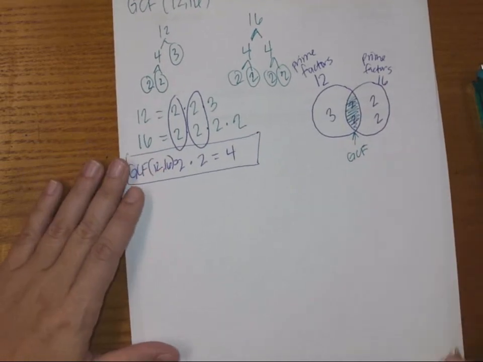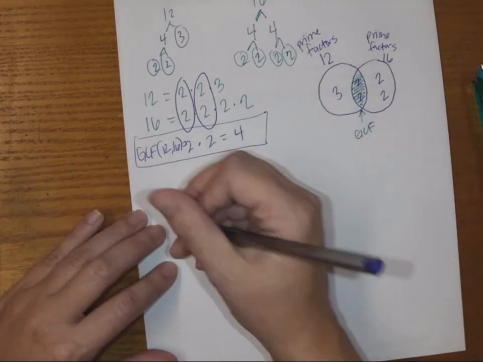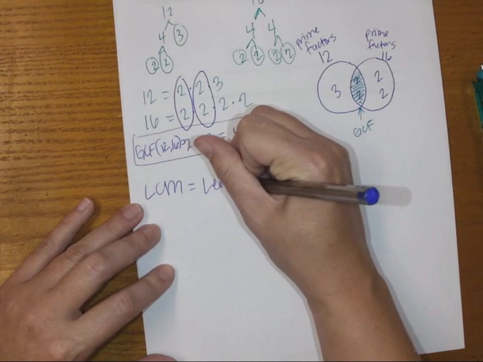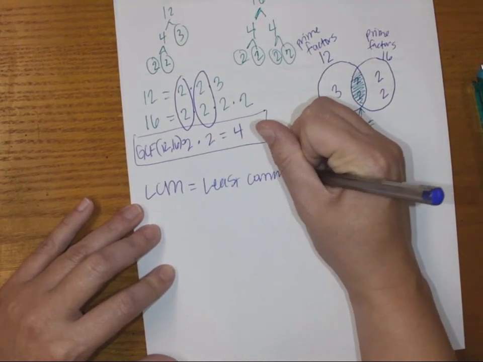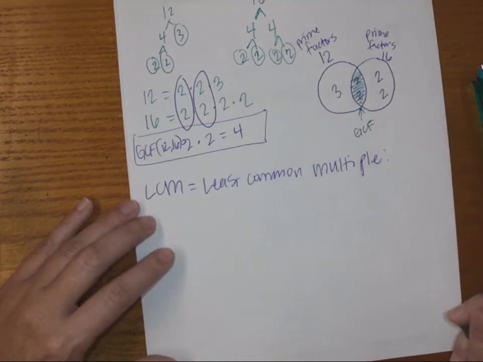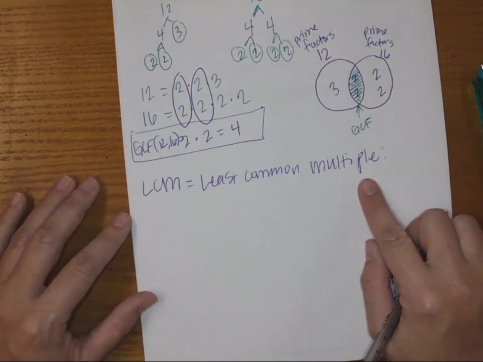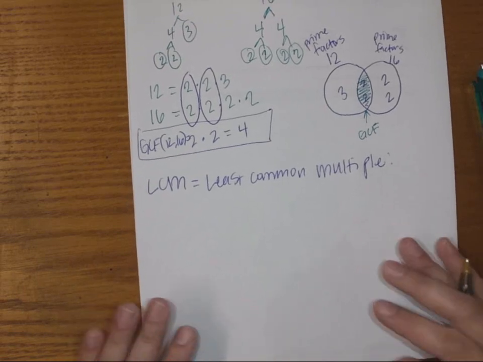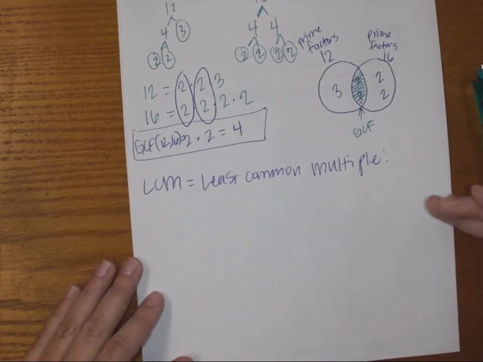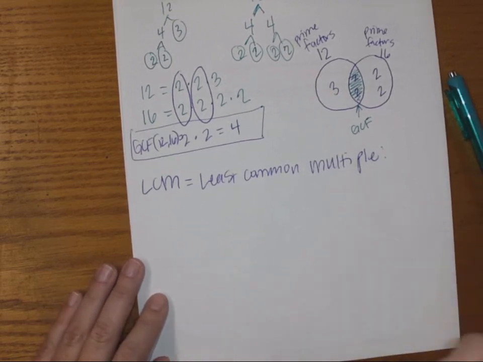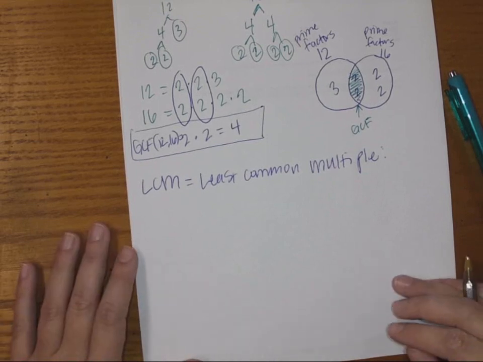Okay, so let's talk about the least common multiple, LCM. LCM stands for least common multiple. And just a reminder, a multiple is your number times another number. So like the multiples of 12 would be 12, 24, 36, 48. So 12 times a number. Okay, so multiples are numbers that are bigger than your original number. Factors are numbers that are usually smaller or equal to your original number.